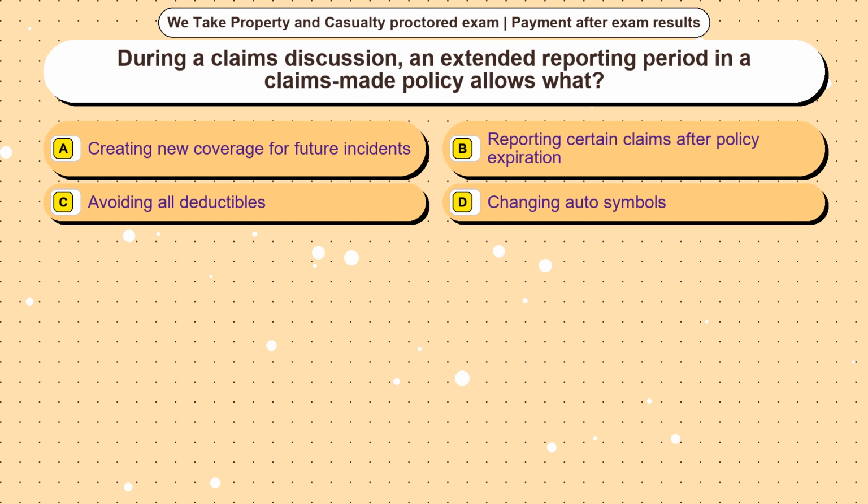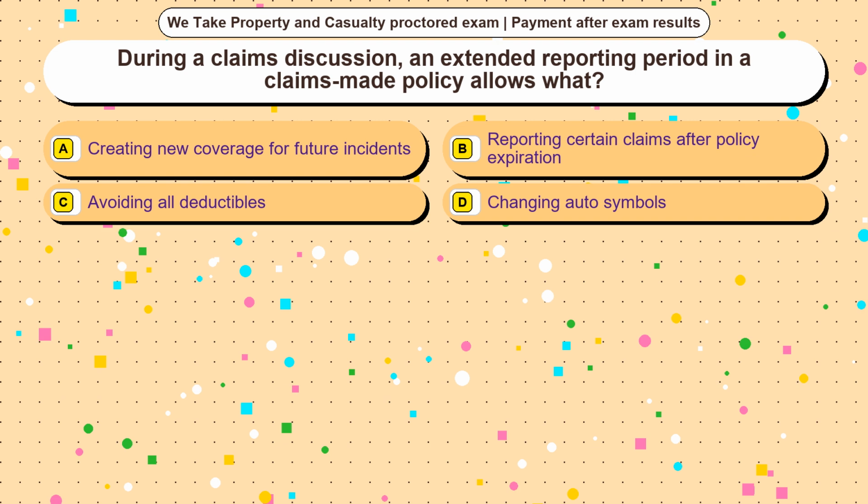Question 23. During a claims discussion, an extended reporting period in a claims-made policy allows what? Option A. Creating new coverage for future incidents. Option B. Reporting certain claims after policy expiration. Option C. Avoiding all deductibles. Option D. Changing auto symbols. The correct answer is option B.